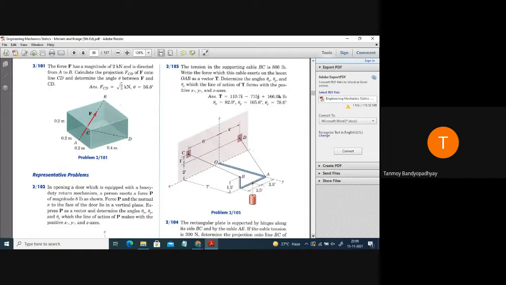projections, the dot product comes into the picture. The dot product helps us find two things. One is the projection of a vector on another vector, which is the projection of the force on the line CD. The dot product also helps us find the angle between two vectors. If I know vector F and CD, I can determine the angle between the force and the line CD.